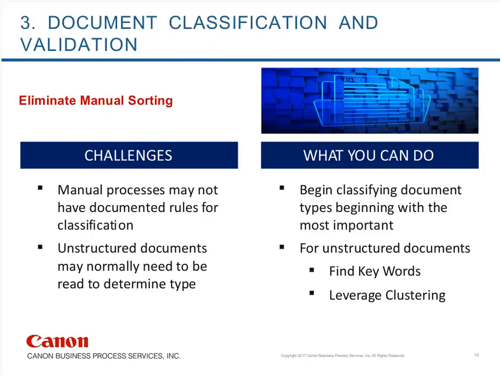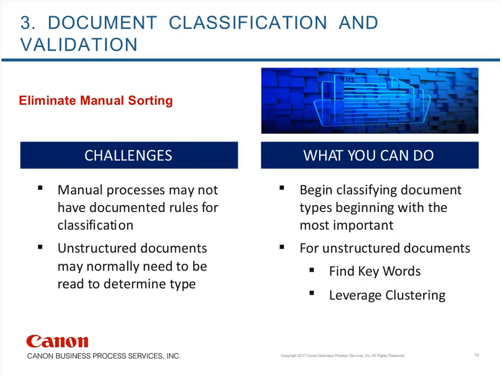So moving on to the third step, the document classification and validation. The first challenge hurdle here is making sure you have explicit rules to identify and classify the document types. Frequently we find that manual processes, especially legacy ones that have been around for a long time, may not have specific written rules for classification. For example, how do you identify a PO invoice from a non-PO? Does the PO number have to be on each invoice?